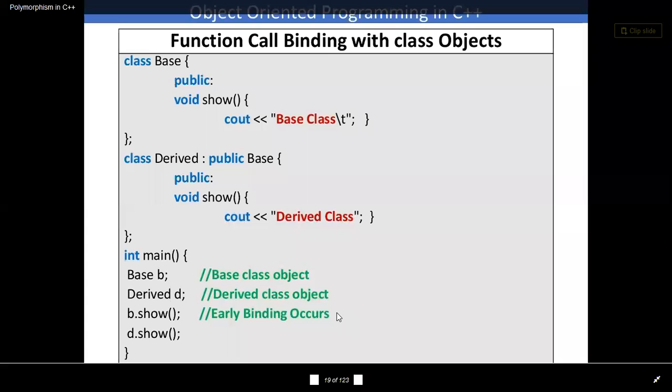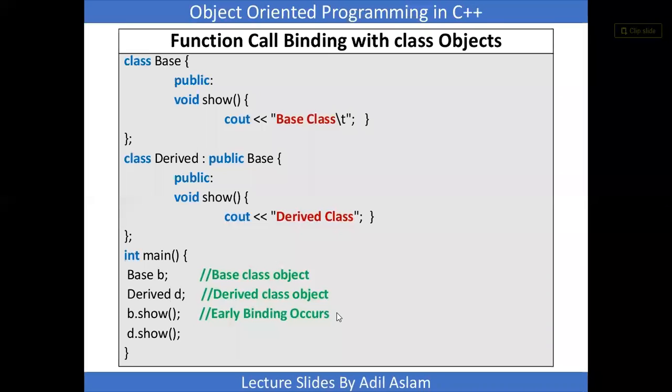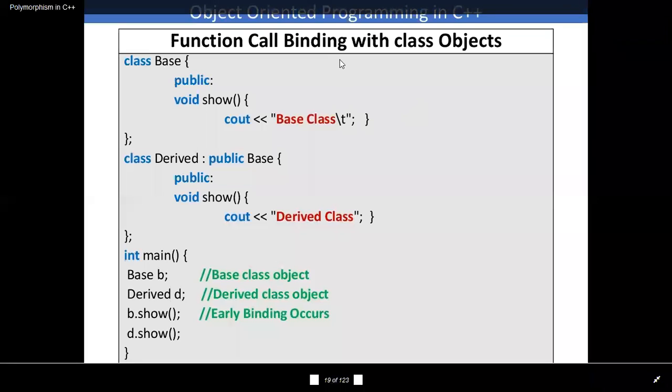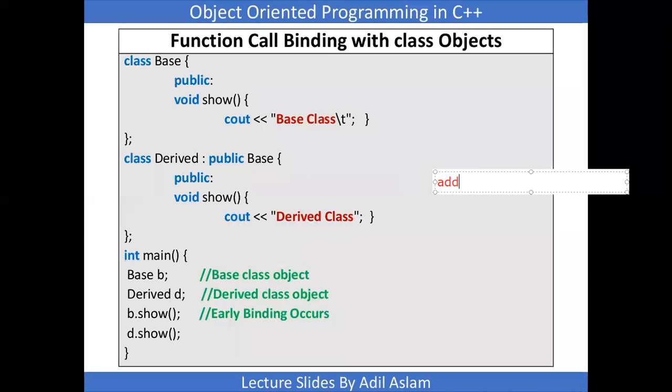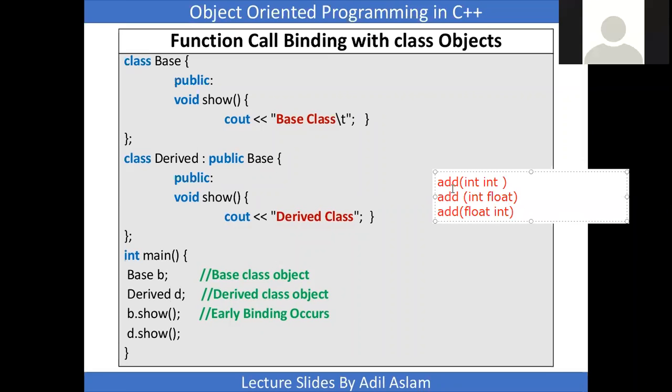To summarize, overloading means two functions will have the same name, but they will have different signatures. And what does signature mean? The number of parameters will be different, the order of the parameters will be different, or the type of the parameters will be different. If you remember, in one of the earlier classes, I showed you an example like this: an add function with two integers, another add function with integer and float, another add function with float and integer. All these are different; they have different signatures.